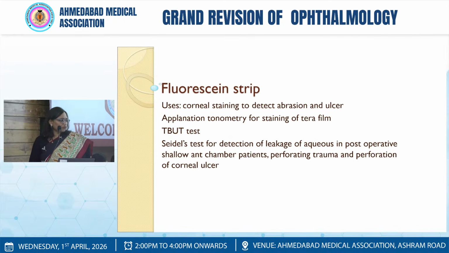The other commonly used thing kept on the table is a fluorescein strip. It is used for corneal staining to detect corneal abrasion and ulcer. It can also be used to check whether there is a wound leak, like in the Seidel test, for applanation tonometry, and for TBUT. What is TBUT? TBUT is tear film breakup time. In patients with a shallow anterior chamber where we feel there is a wound leak, or in patients with perforating injuries, we have to check whether the entry is closed or not.